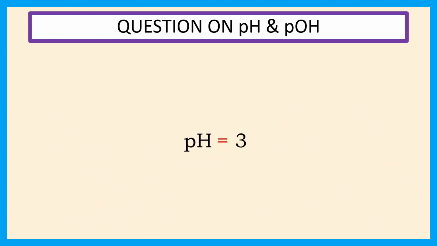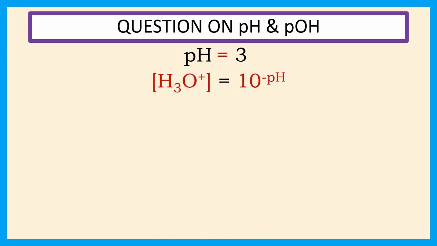Here given pH is equal to 3. We know that concentration of H3O⁺ is equal to 10 to the power minus pH. Now we put the value of pH in this equation. Therefore, concentration of H3O⁺ is equal to 10 to the power minus 3 molar.